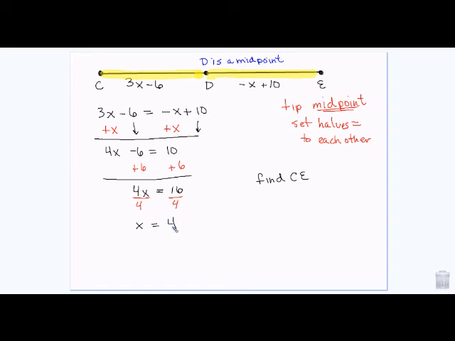I know x equals 4, so I can plug that in. So that's negative 4 plus 10, so that's 6. So that tells me that this length is 6, and because it's the midpoint, this length is 6. So CE is both of those halves put together, so it's 12.